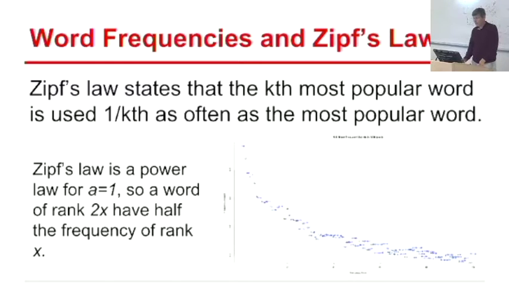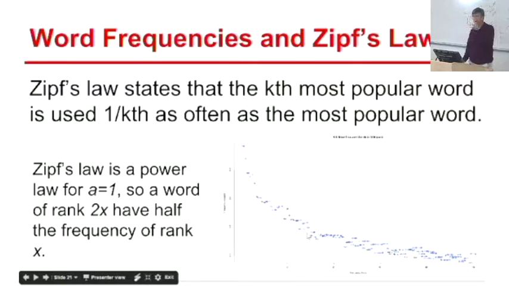Okay? And Zipf's law states that the kth most popular word is used 1/k as often as the most popular word. So by Zipf's law, we would expect the second most popular word to be used half as much as the first most popular word. The word that's 10th most frequently used to be used 1/10. Does everybody see that? And every time you double it down the line, go from 20 to 40, you would expect that the frequency of use would get halved. Any questions about that?